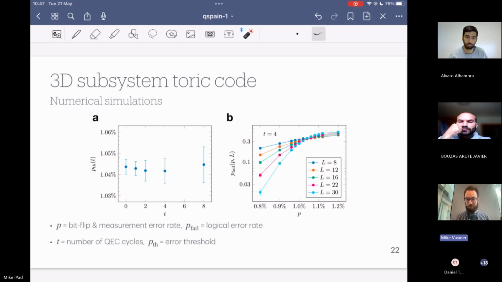So I think this code has nice robustness, and this 1% value we get is reasonably good. I think the Toric code in the same model would have a threshold of 3%, so it's not too far away.